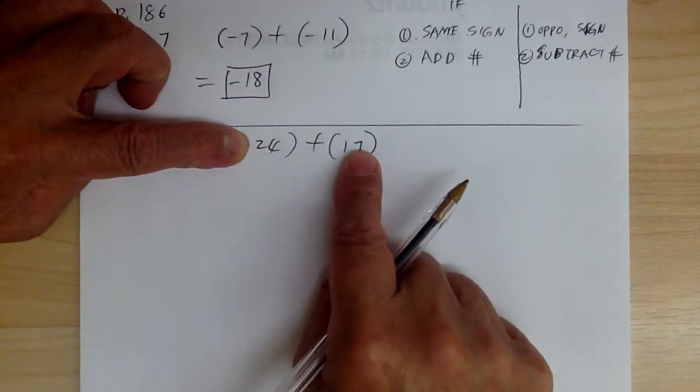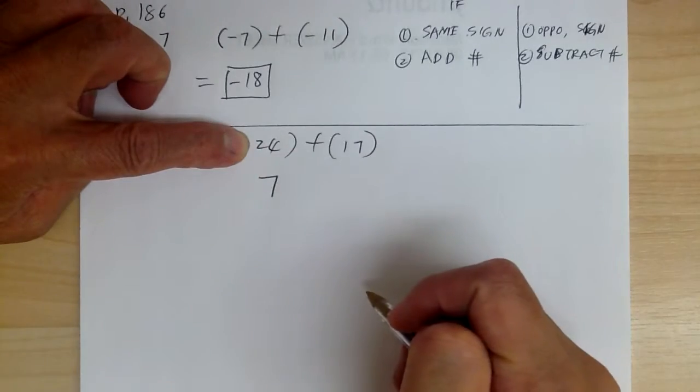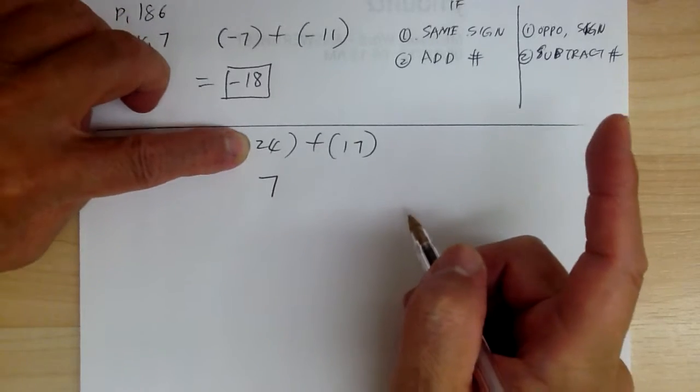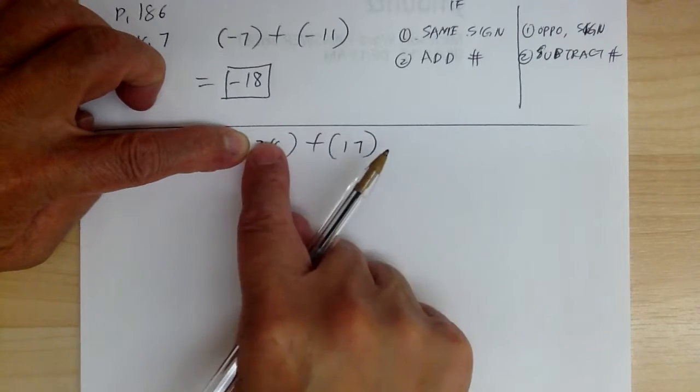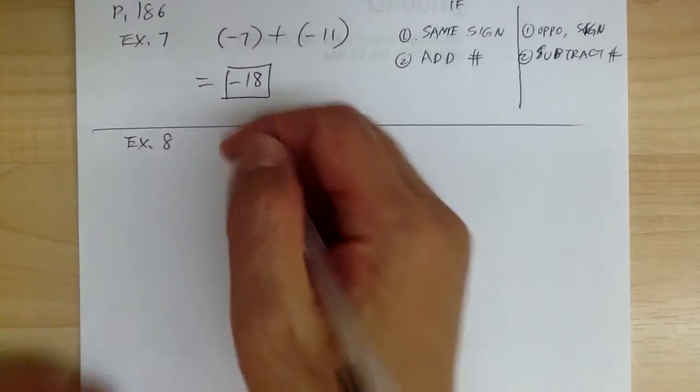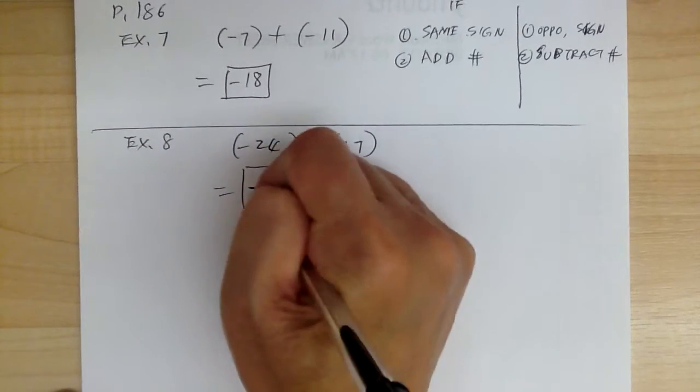So 24 minus 17 will give you 7. Then after you're done subtracting, you always look at the sign of the bigger number. So right now 24 is bigger. So now you uncover, it's negative. So your answer would be negative. Okay.